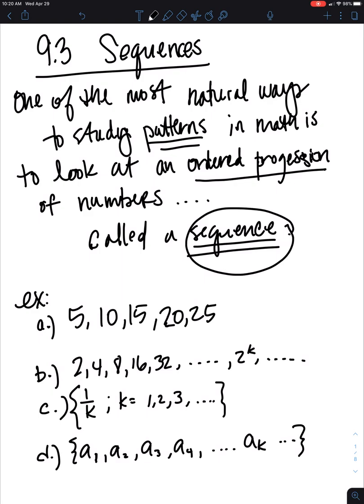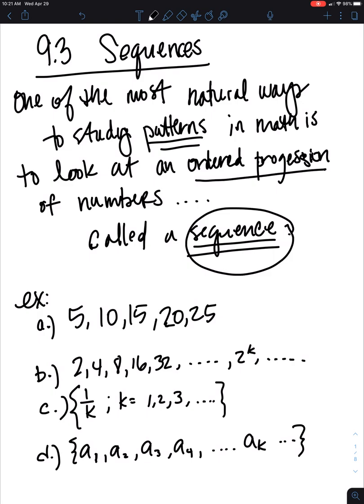As you can see, A is 5, 10, 15, 20, 25. B, 2, 4, 8, 16, and so on. 2 to the k power is the pattern, and it keeps going, dot, dot, dot. C, 1 over k, where k would be 1, 2, 3, 4, and on and on. And D is a pattern of a1, a2, a3, a4, and then some infinite number of a_k. All right, so these are all sequences.